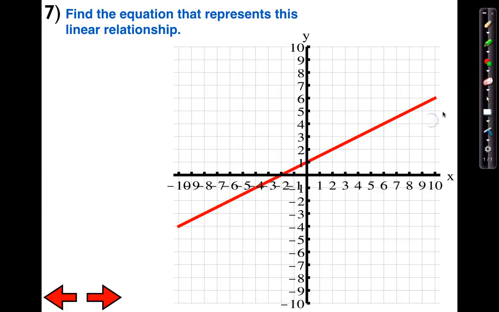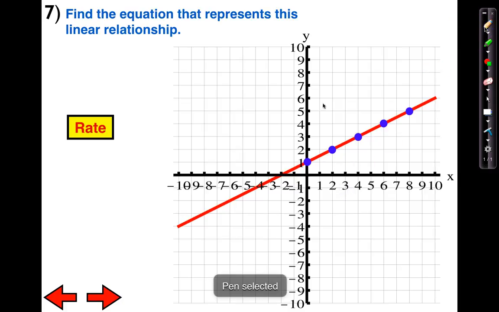Okay. Moving on to number 7, it says find the equation that represents this linear relationship. So the first thing that I'm going to want you to do is find those nice ordered pairs. So identify them, go ahead and put points there so we can see where they are. Now from this, what you're going to do is find the rate. Okay, so here we're going to see that for every 1y, it's going over 2x.